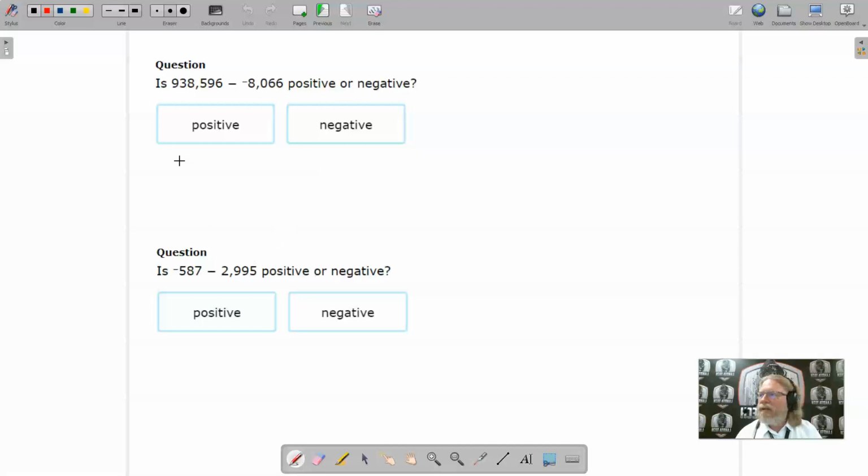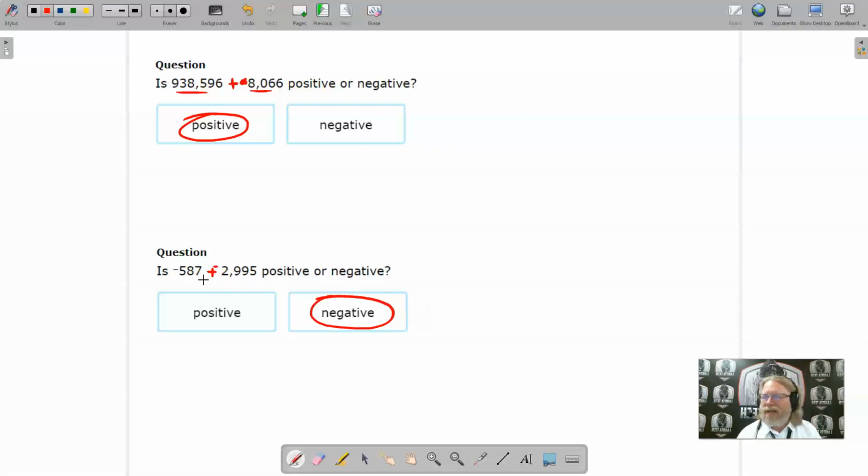And for the last two questions, I have a positive number, and I'm going to change the subtraction to addition. I'm going to take the opposite of the 8,066. It's negative, so now it's going to be positive. So I have a positive plus a positive, and my answer is going to be positive. Here I have a negative number, so let's change the subtraction to addition. This is a positive number, so it becomes a negative number. I now have a negative plus a negative, which means it's going to get even more negative.